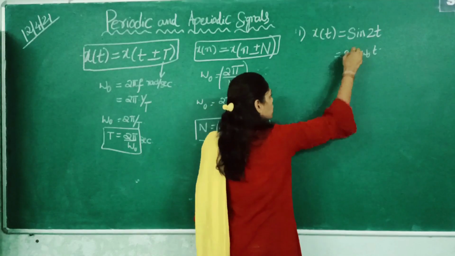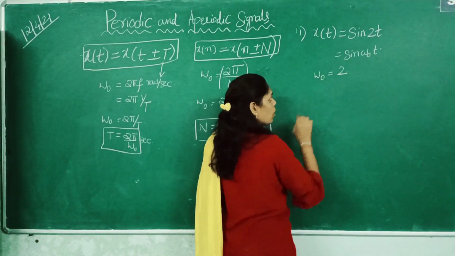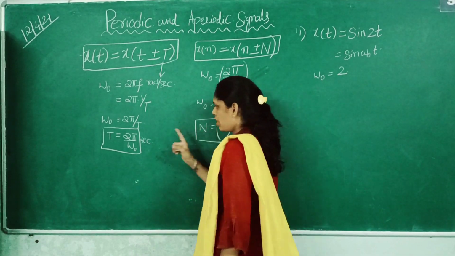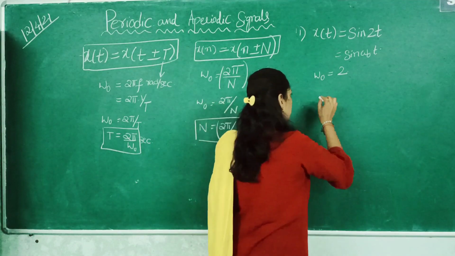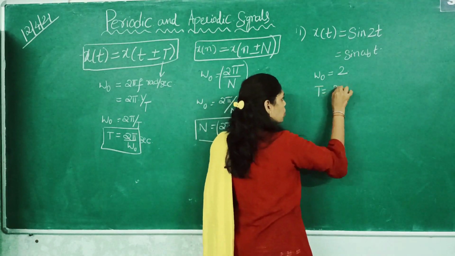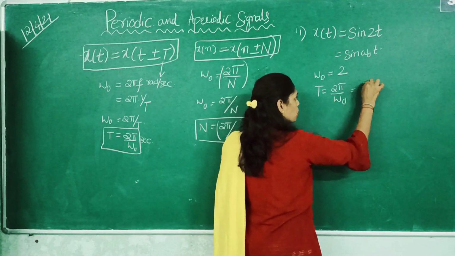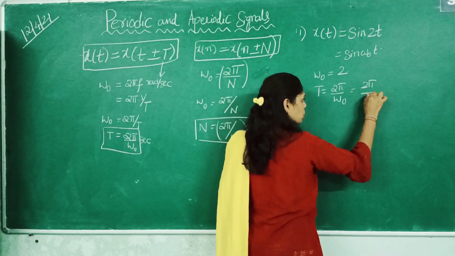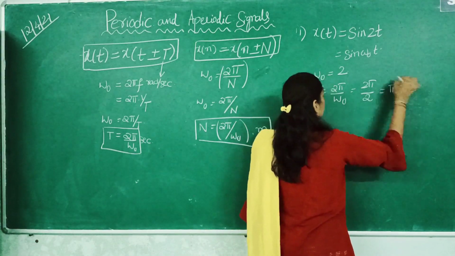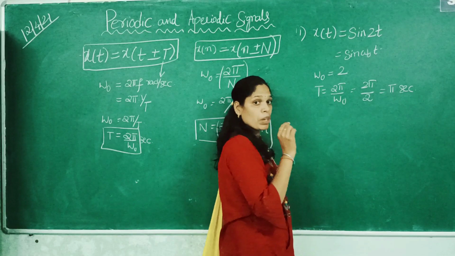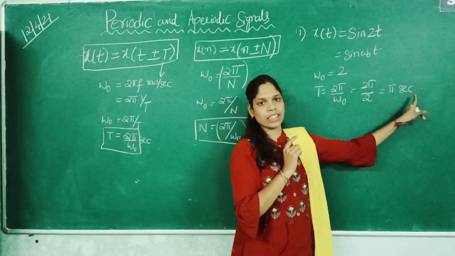Okay, so by using this equation, what will you get here? Omega naught equal to 2. For a continuous time domain signal, the formula for the fundamental time period capital T is 2 pi by omega naught. So the fundamental time period here is equal to 2 pi by omega naught, which is 2 pi by 2, which is nothing but pi seconds. So the given signal sin 2t is a periodic signal with time period T equal to pi seconds here.